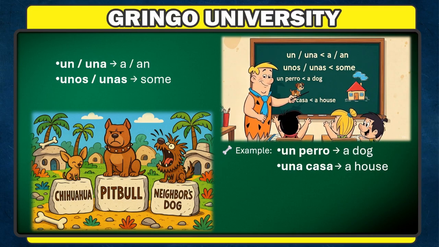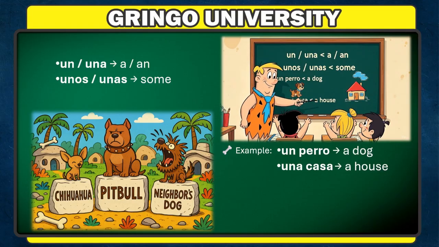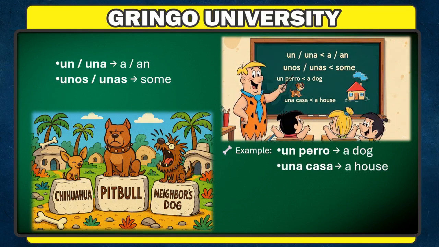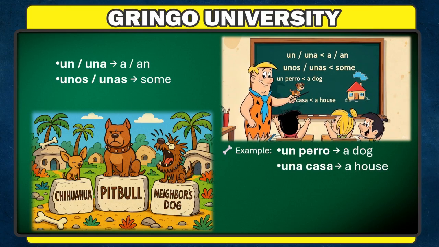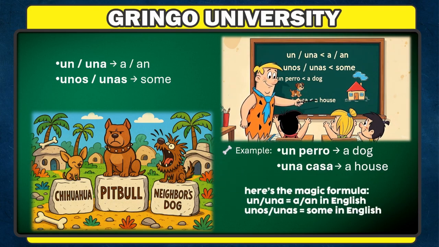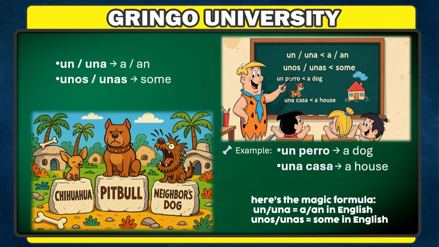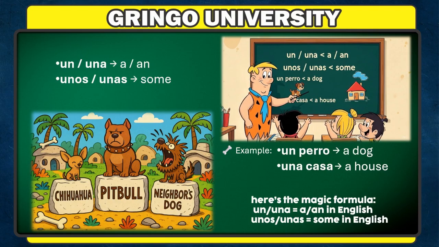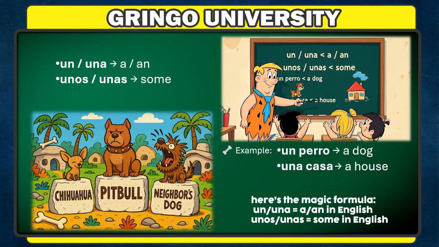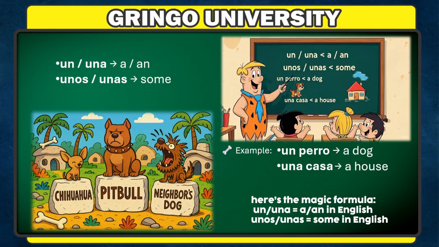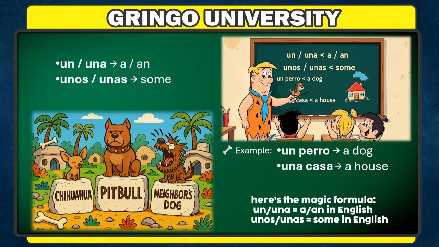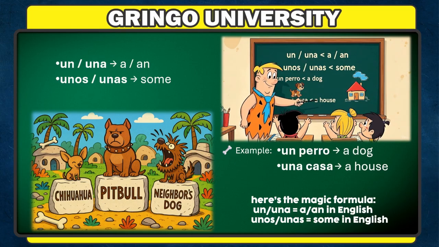Another example. In English, you say a house. Well, in Spanish, we say una casa. And no worries, it's not haunted, just a regular house. So basically, here's the magic formula. Un or una equals a or an in English. Unos or unas equals some in English. Super simple, right? But don't get too comfortable because we're going to practice a lot so your brain really gets it.